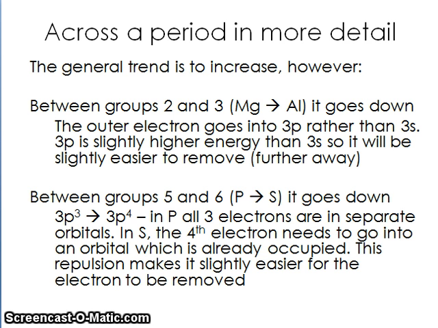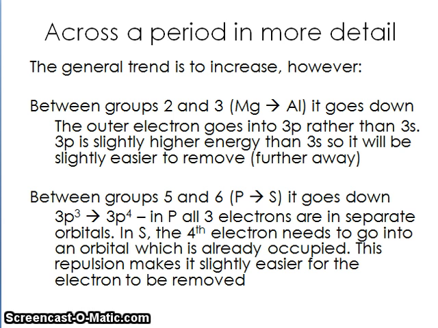And the reason why that happens, there's two separate reasons. So between groups 2 and 3, so this is general for the periodic table, but between groups 2 and 3, the first ionisation energy will go down rather than go up as we would expect. And in this case, it's between magnesium and aluminium.